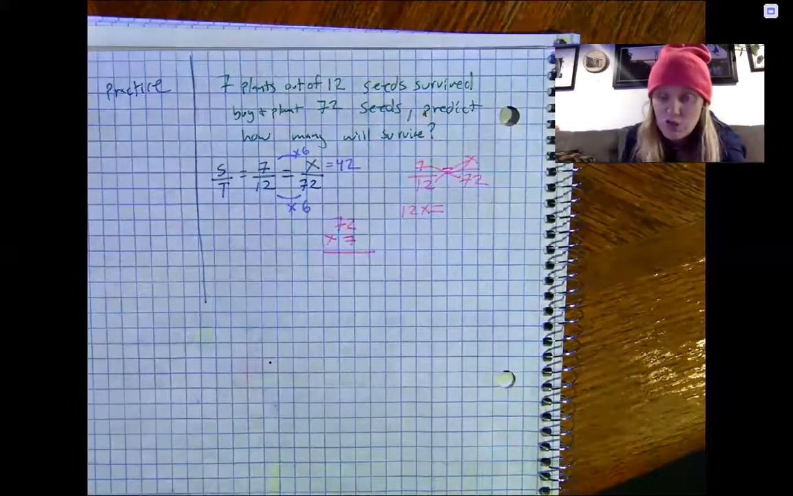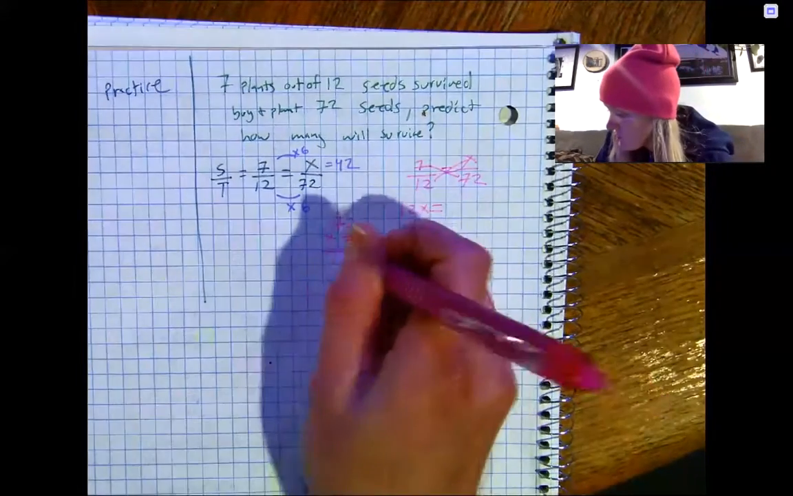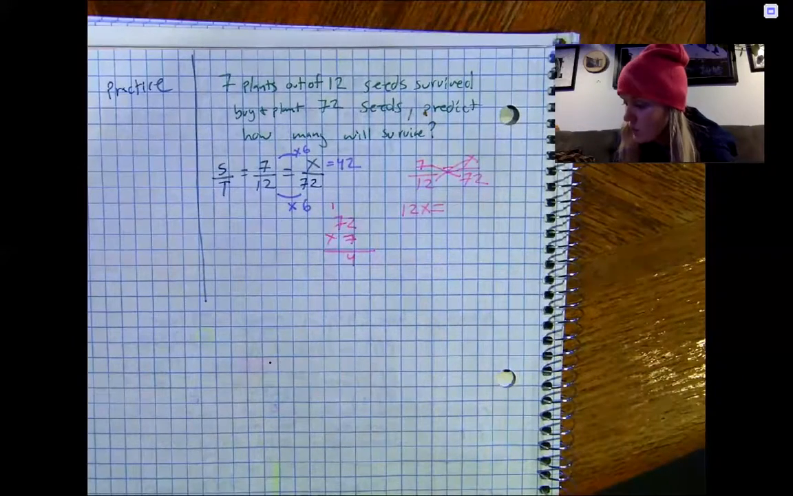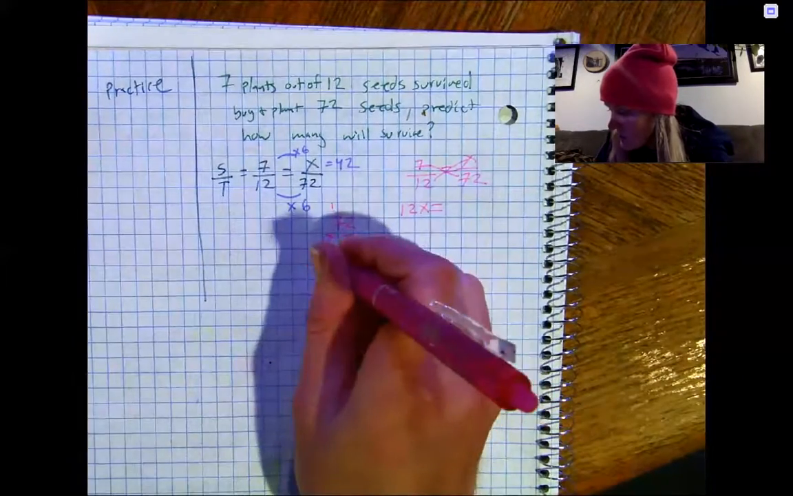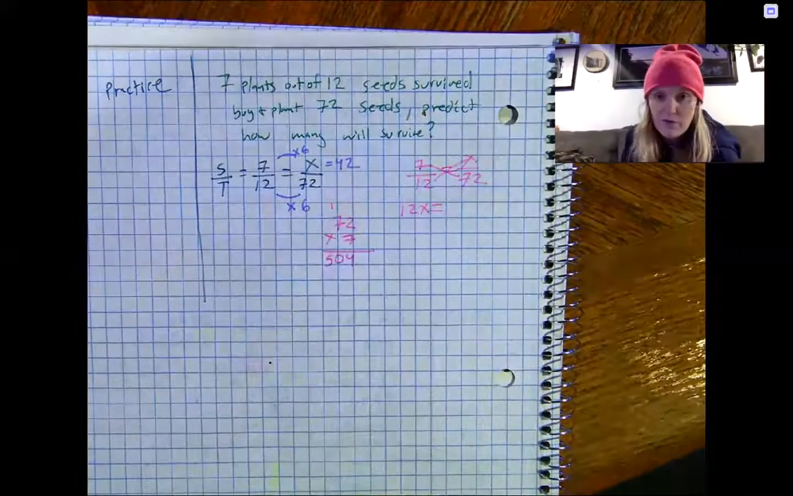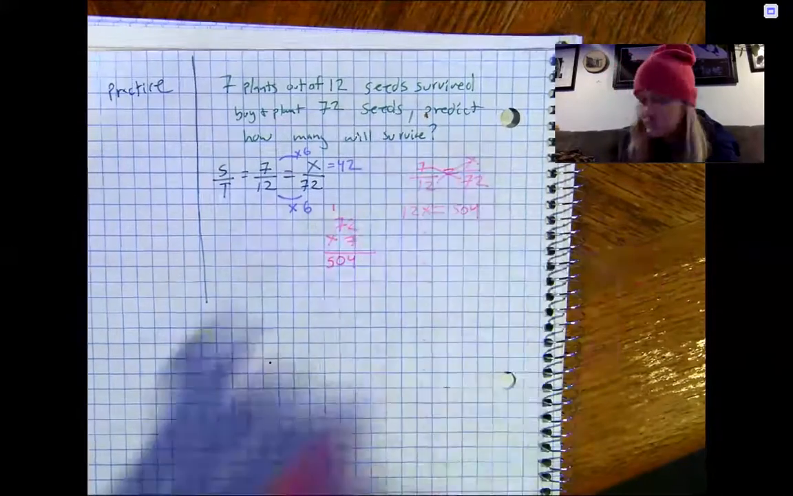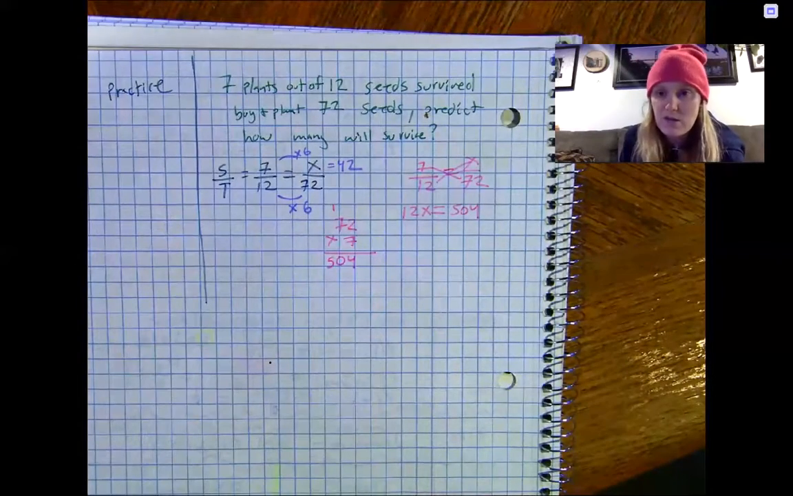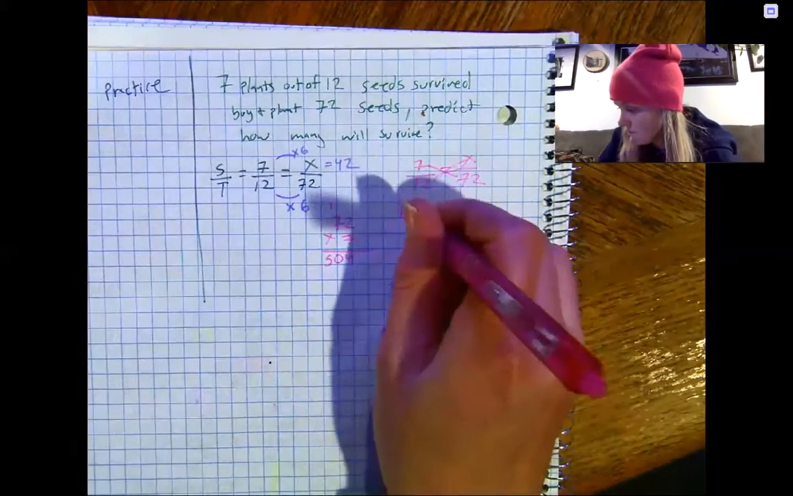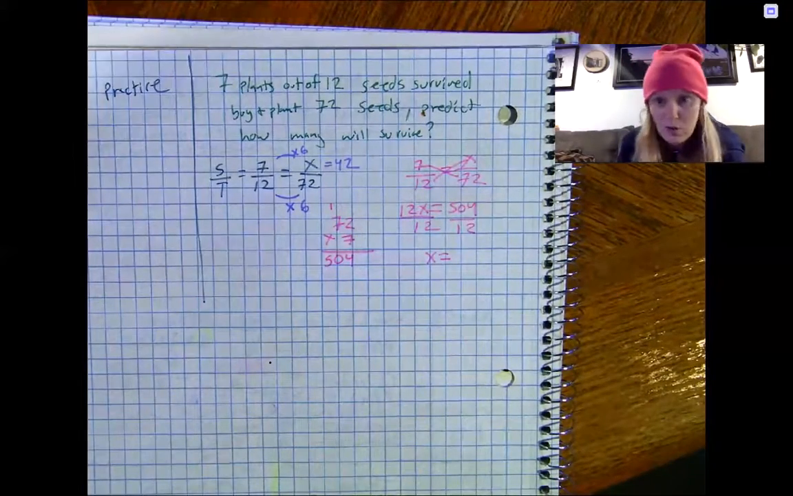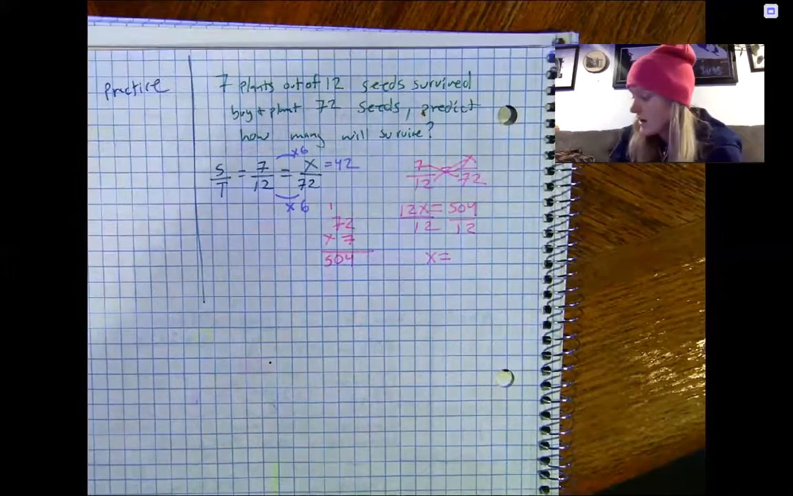Line up that last digit. 7 times 2 is 14. Carry the 1. 7 times 7 is 49, plus 1 is 50. So 504. To get X by itself, I need to divide, and I'm left with X. I don't know what 504 divided by 12 is. Good thing I know how to divide.